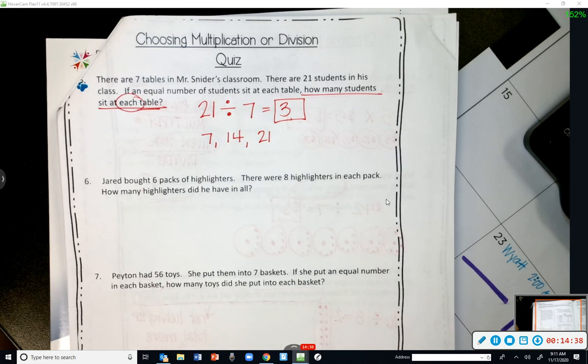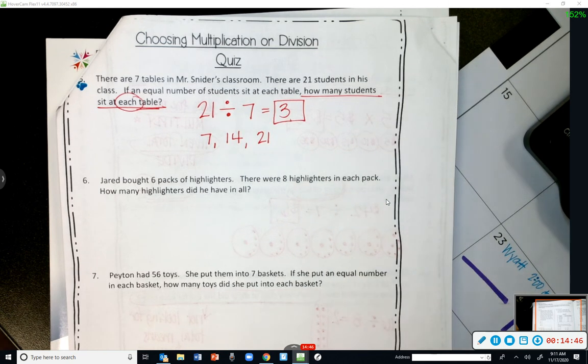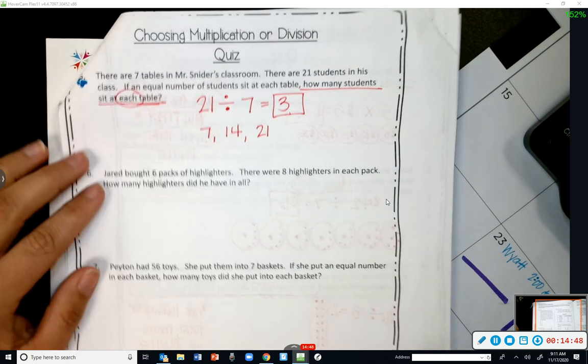Now, as I walked around the room, I saw most of you guys did equal groups or an array, which is fine. Just make sure that you're not miscounting. I still see that going on, okay?